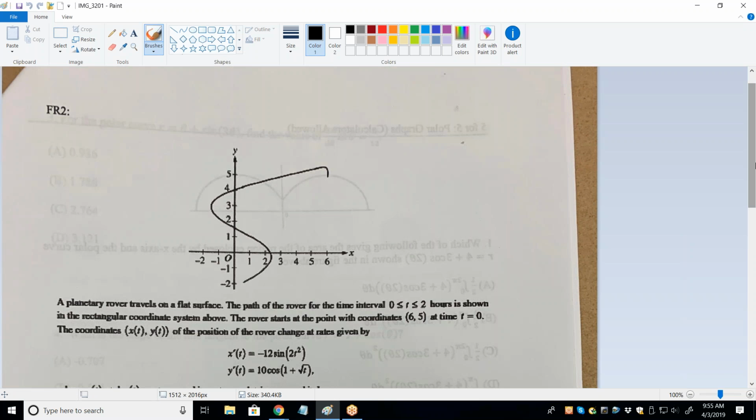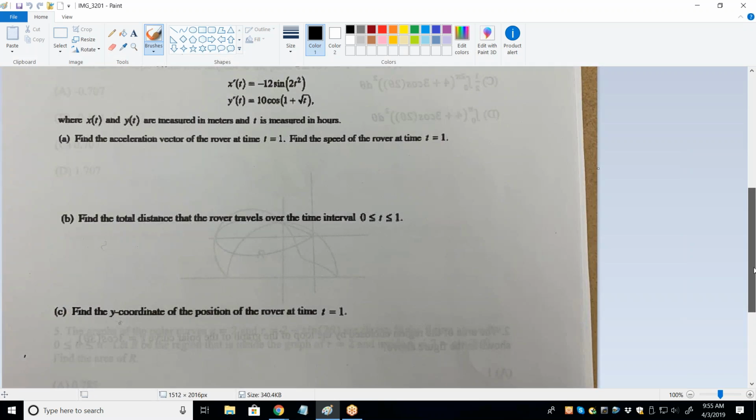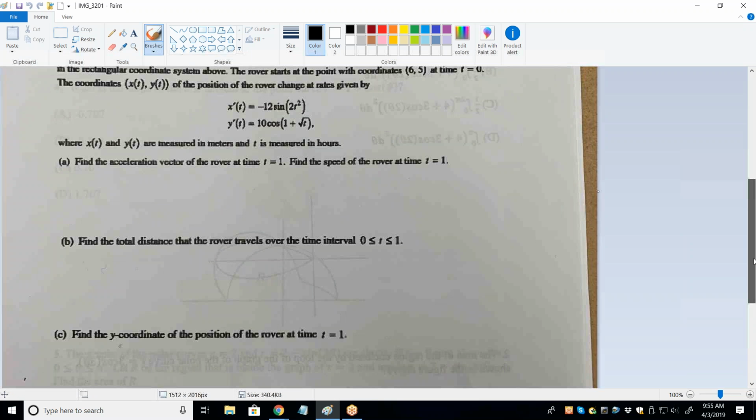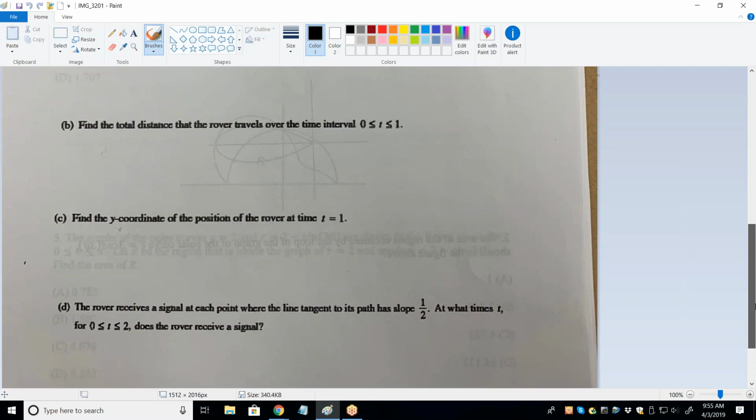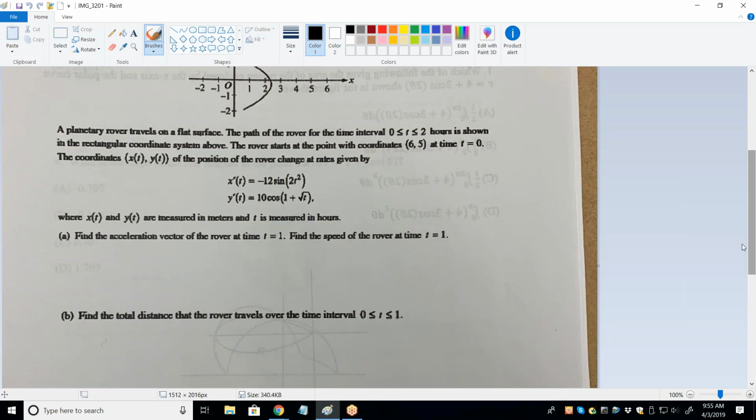Hold on a second, the line tangent to the path. That's dy dx. Oh, so that would be dx dt. No, dy dt over dx dt equals dy dx. Yes, that's what's equal to 1/2. And then we have to find from 0 to 2 where it equals 1/2.